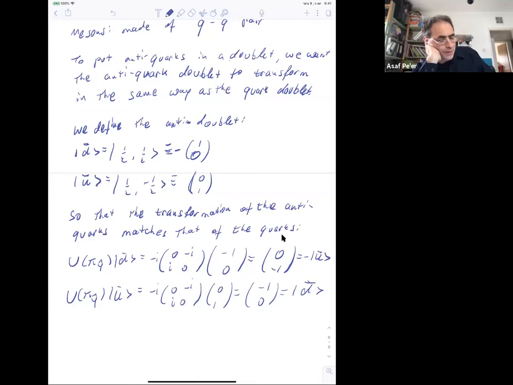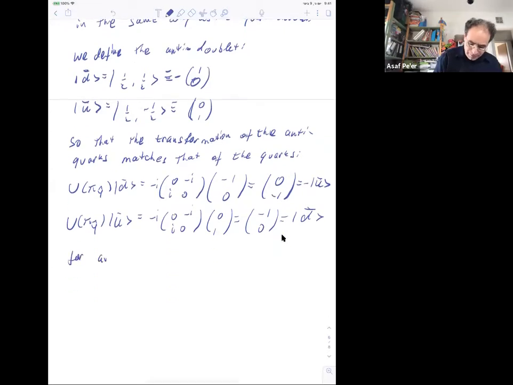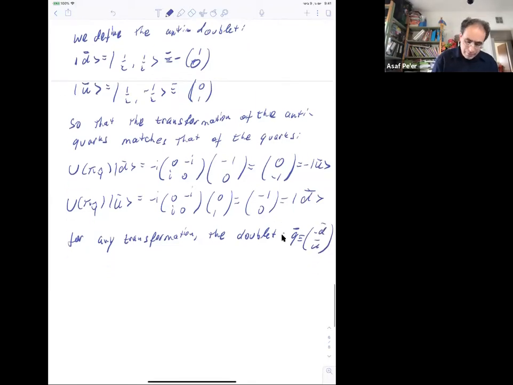Now, I didn't really prove it; I just gave you one example. But this definition ensures that any unitary transformation, not just by pi along the y direction but by any angle along any direction, transforms the anti-doublet (minus anti-d, anti-u) exactly like the doublet Q.